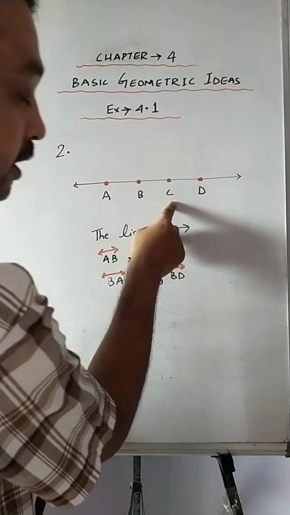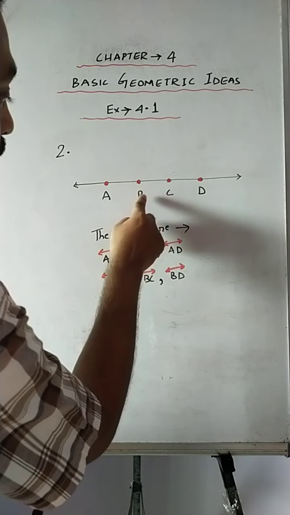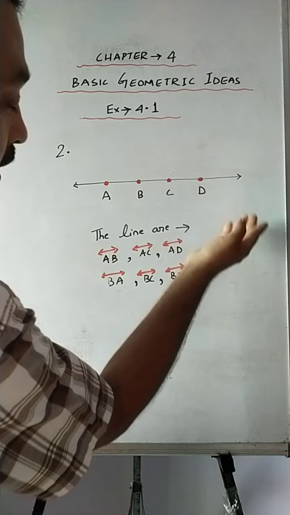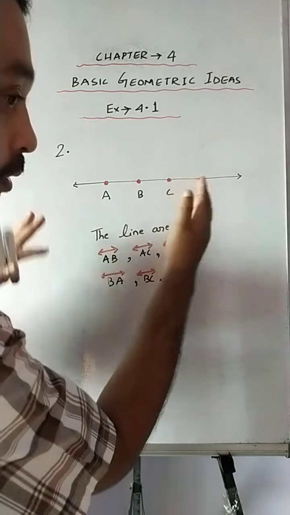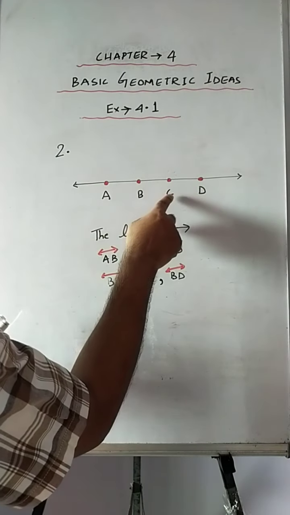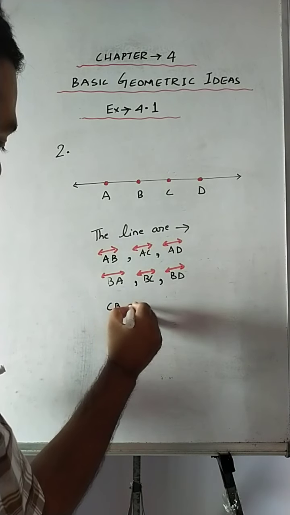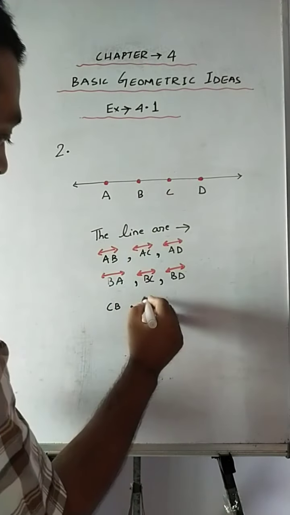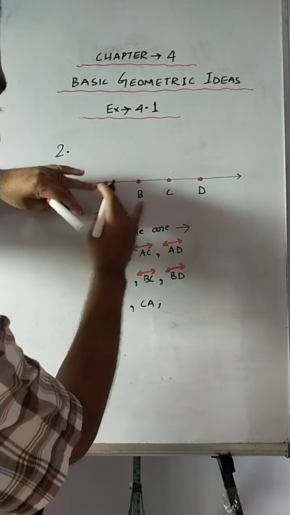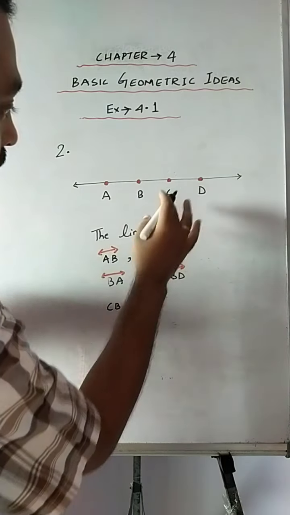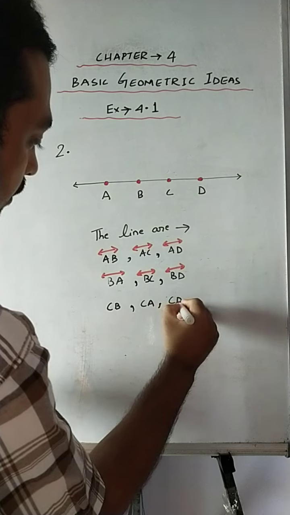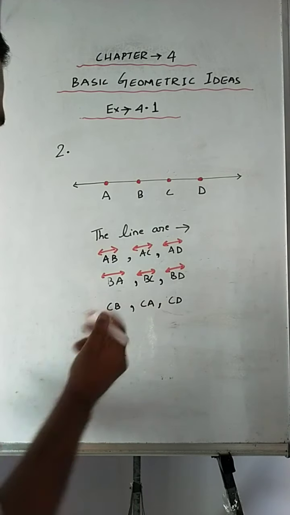Now we'll move on to point C. Point C also has B and A on the left hand side and D on the right hand side. So we have to see all the possible ways. The first line would be CB towards the left hand side, CA. So the left hand side part is done. Now we'll move on to the right hand side: CD. So these are all the possible lines from point C.